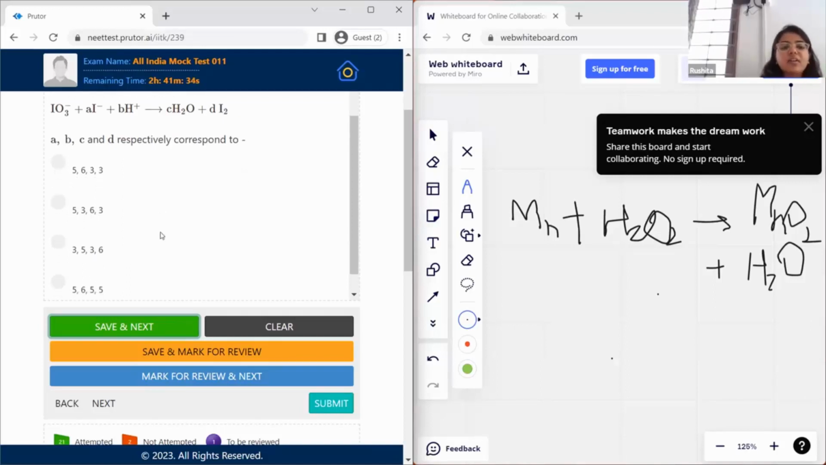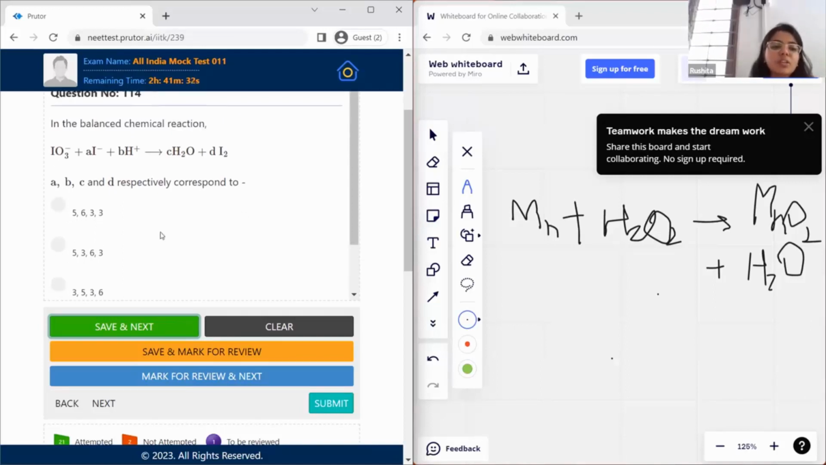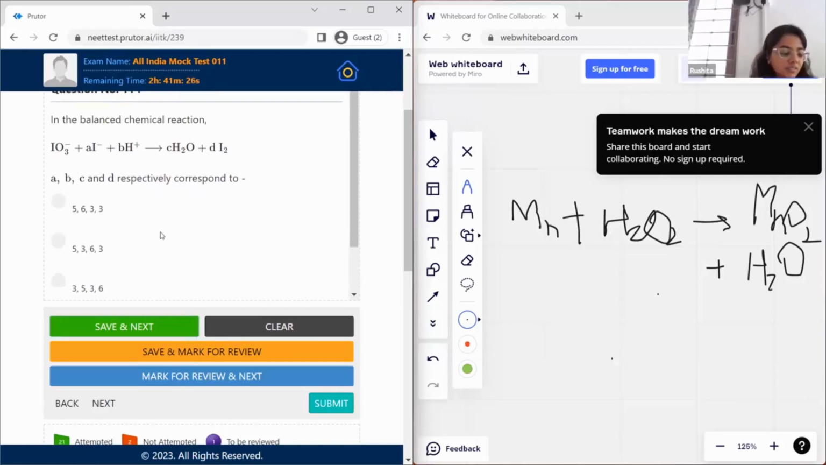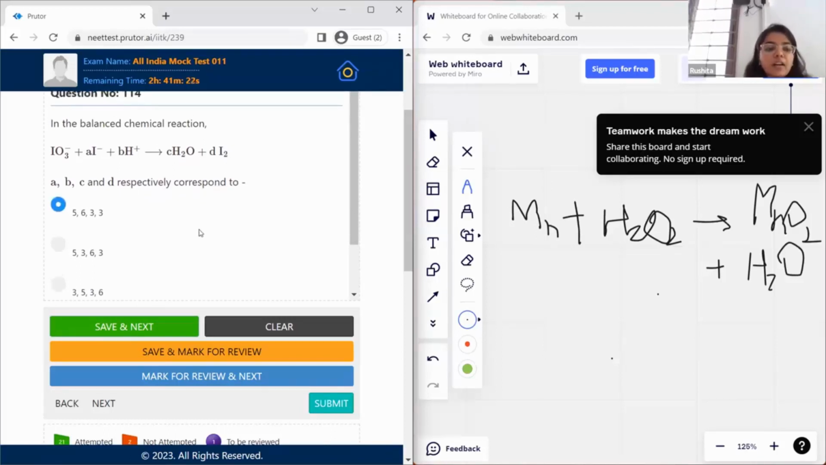And the more questions you practice, the more you'll just look at the equation and come to know which one it is. So here it is 5, 6, 3, 3, by the trial and error method only. If you look at it, if we keep all these numbers here, it will get balanced. So that's the way you do it in MCQs.